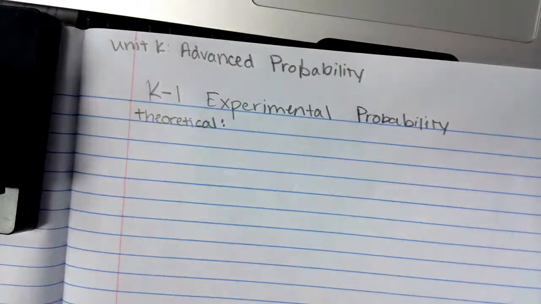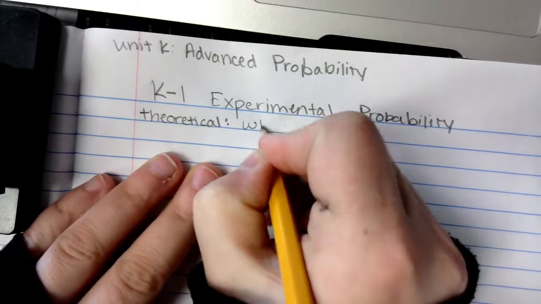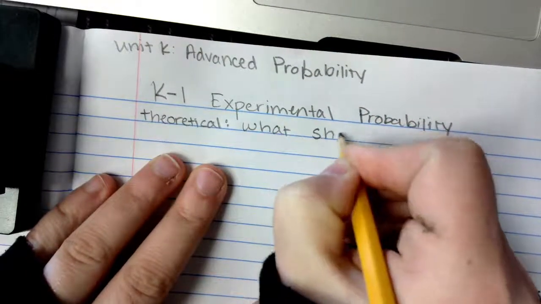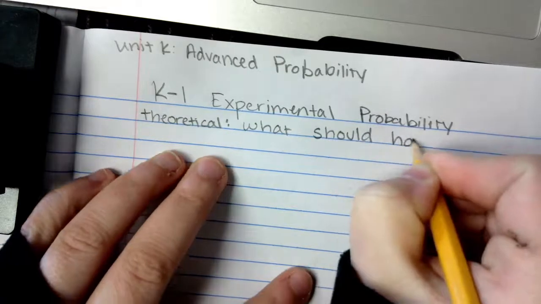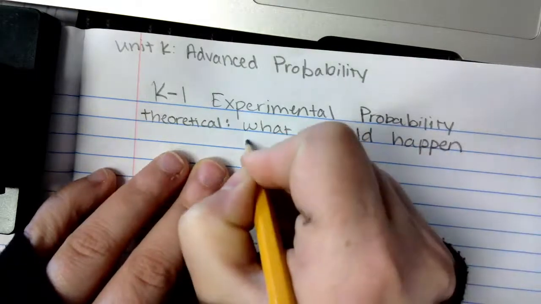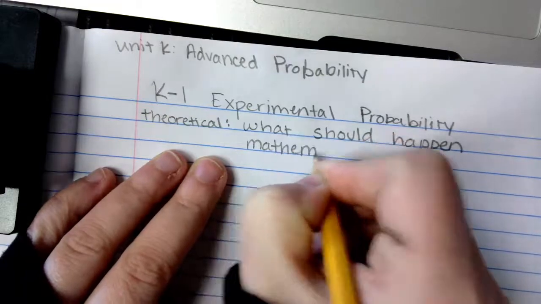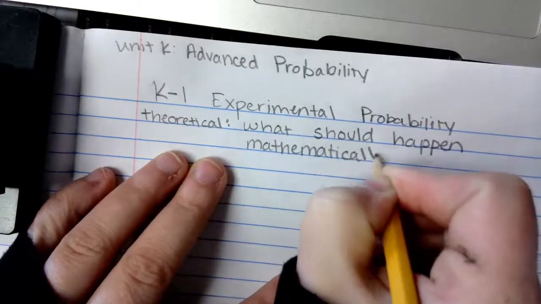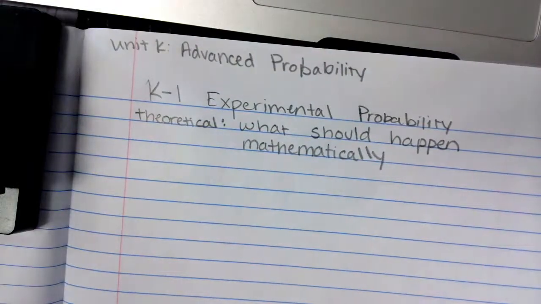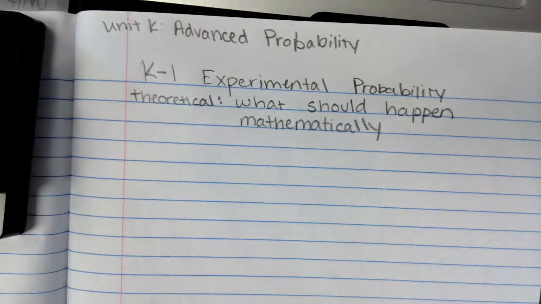All right, theoretical is what should happen. So when we flip a coin, how often should we get tails? 50%. Is that what always happens? No. If I get a heads, does that mean I have to get a tails the next time? No, it might be heads, heads, or it might be heads, heads, tails. Okay? But either way, that theoretical is what's supposed to happen, and then experimental is what actually happens on these.